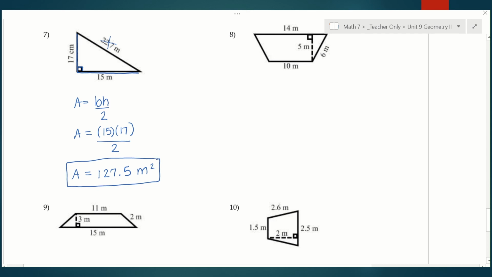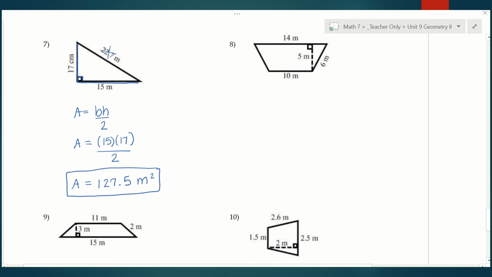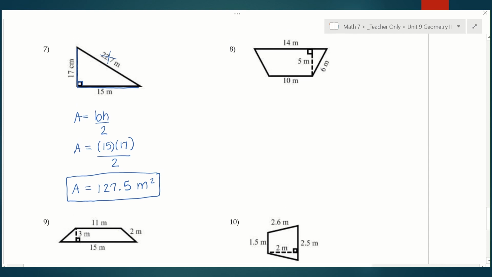Okay. All right, our last shape that we haven't done yet is the trapezoid. So remember, to spot a trapezoid, you are looking for a quadrilateral that only has one pair of parallel sides. Okay, so the other two sides are not parallel. They're going to intersect at some point if you were to continue them on. So number 8 is a trapezoid for sure.